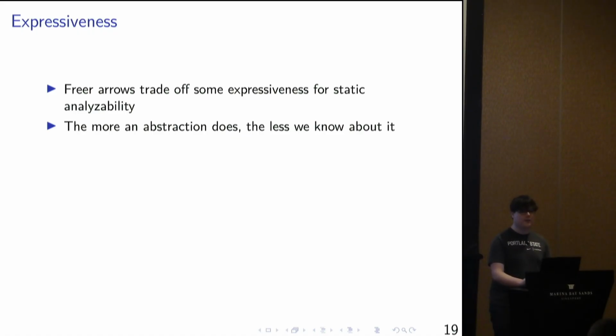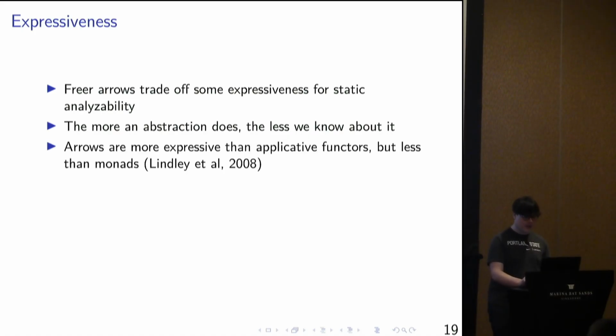Freer monads had the flexibility of that continuation where, based on the output of any event, we could decide later on what the next event or the next computation that will happen will be. The arrows are more expressive than applicative functors, but less than monads. And in particular, our Freer arrow, like I said, is like a list of events. And in the version I showed you, each of those events will happen, and they'll happen in order.